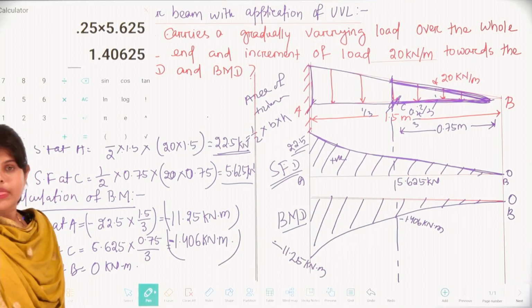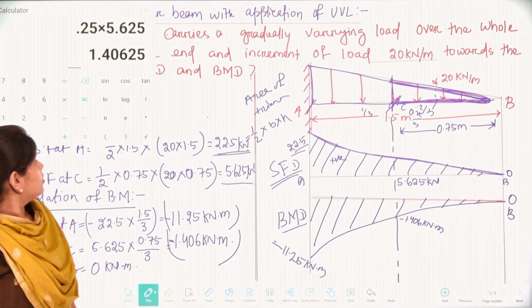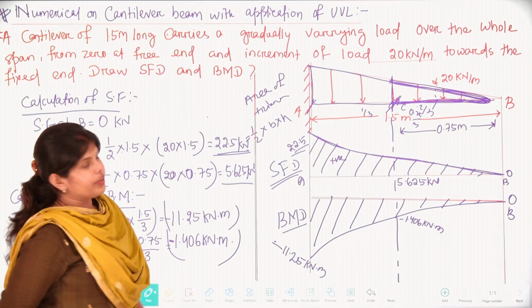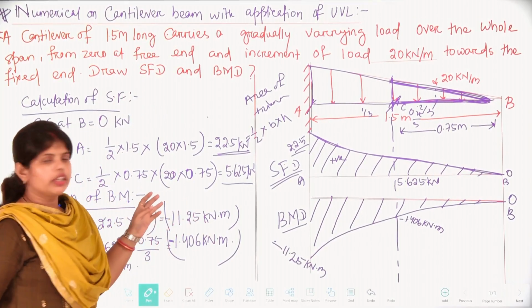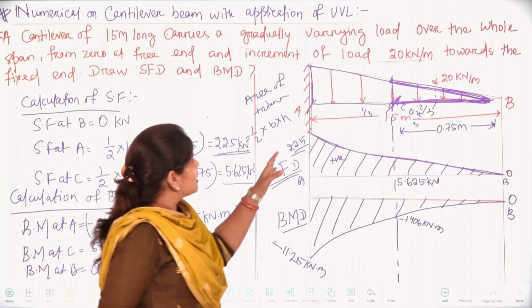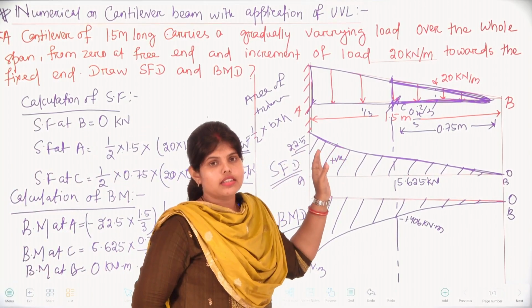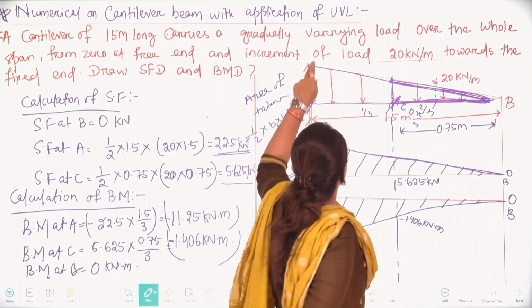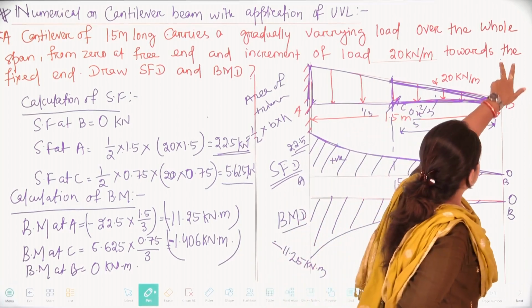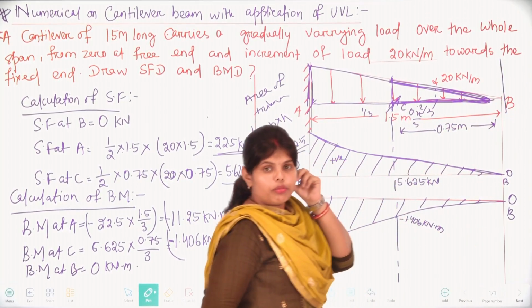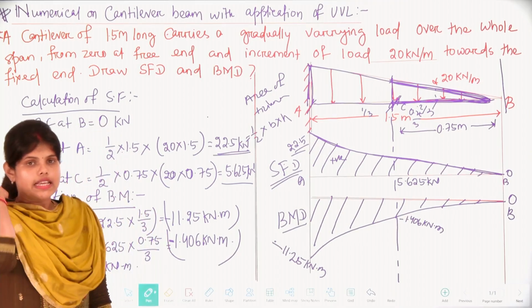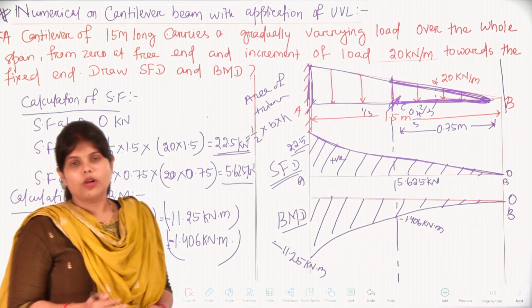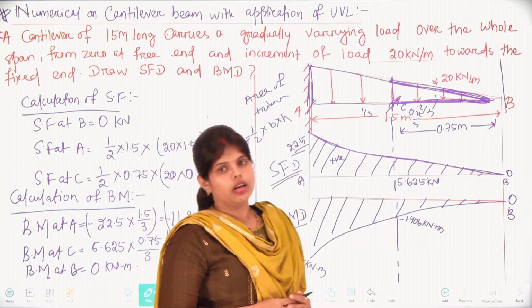So here you have the numerical on UVL, and the UVL question will always look similar, like this. The gradually varied load will be from this side or from this side, but the question will always be the same. We have solved a lot of numericals on cantilever beams.